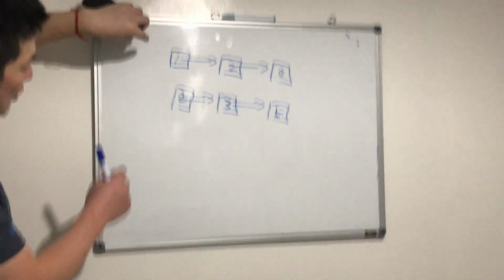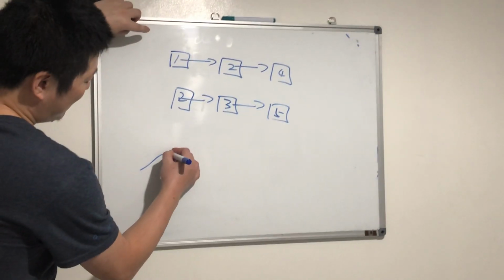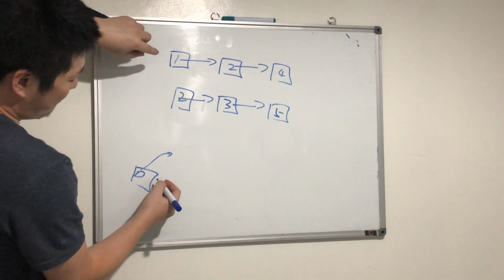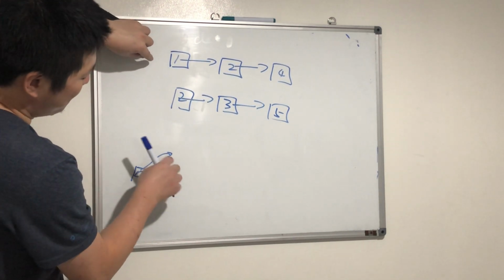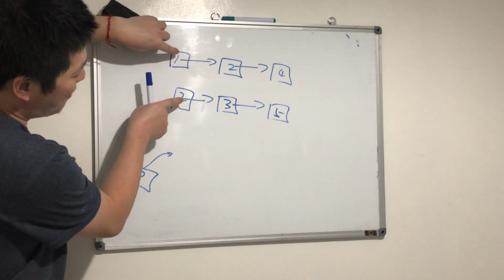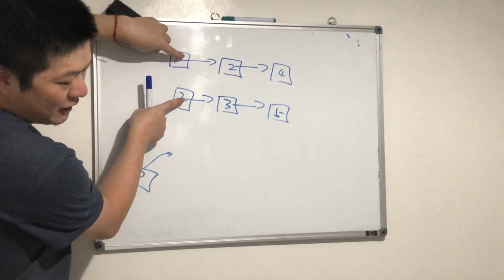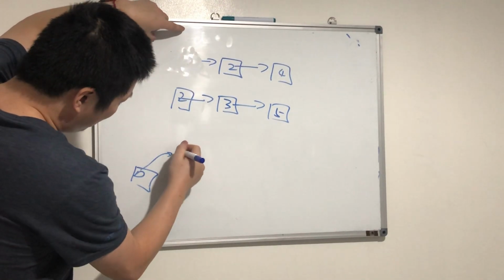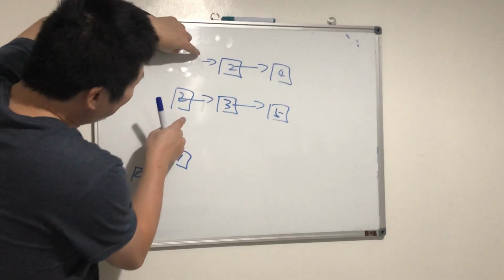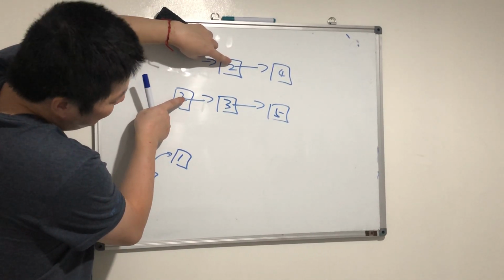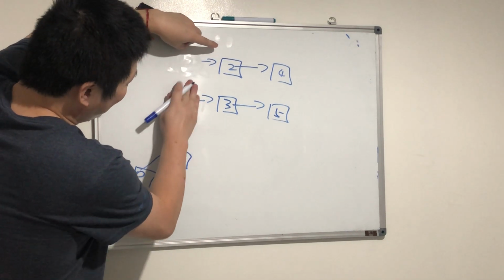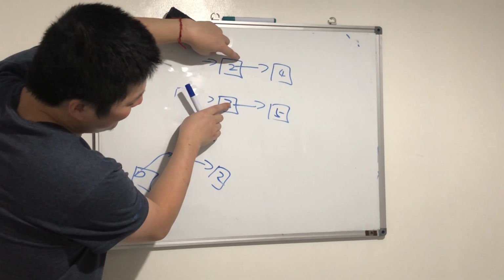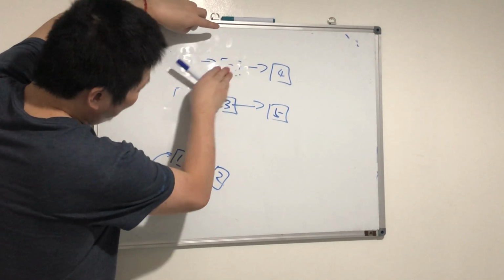So look, we have a dummy head. We don't use it for the moment. Now we have two pointers. Is 1 smaller than 2? Yes, so I take this and put it here. Now is 2 smaller than 2? It doesn't matter, so I link 2. Is 2 smaller than 3? Yes, so I take this and put it here.